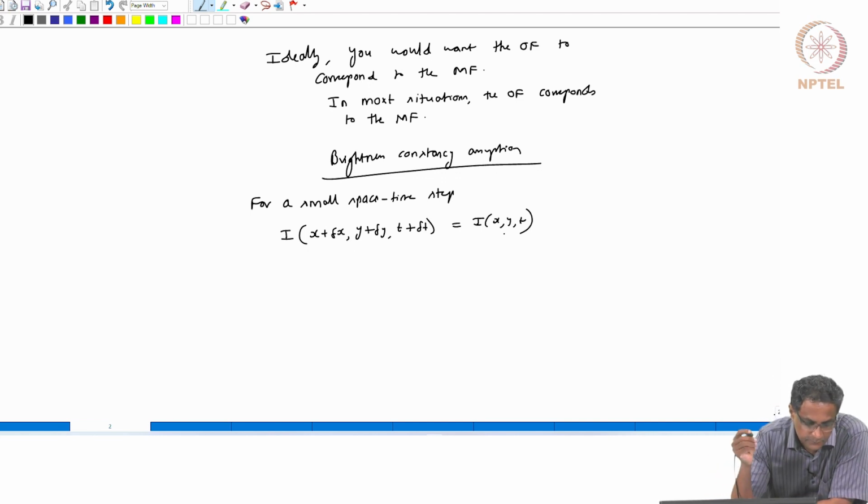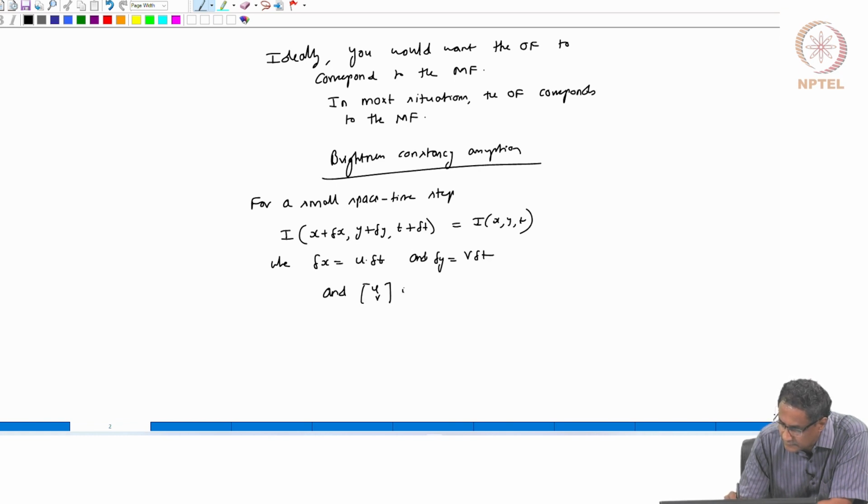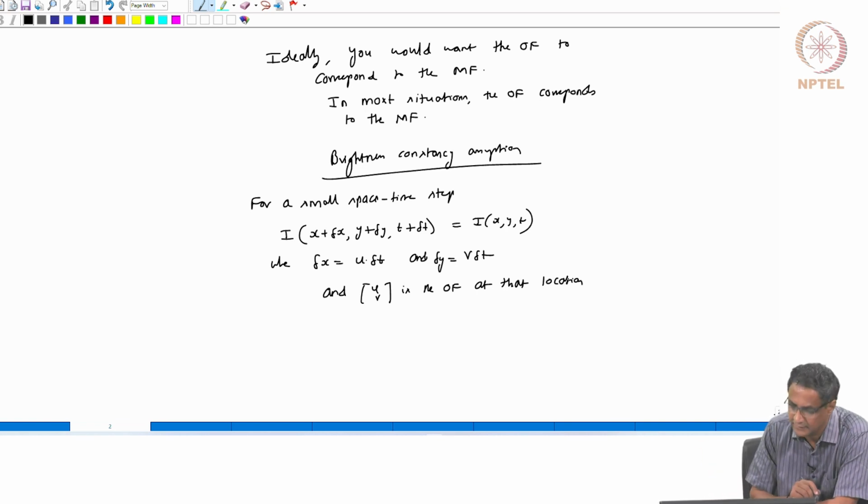And where delta x is u delta t and delta y is v delta t, and u, v is the optical flow. This is the optical flow at that particular location. Like I said, this u comma v is going to change at every x comma y. So u, v is your optical flow.